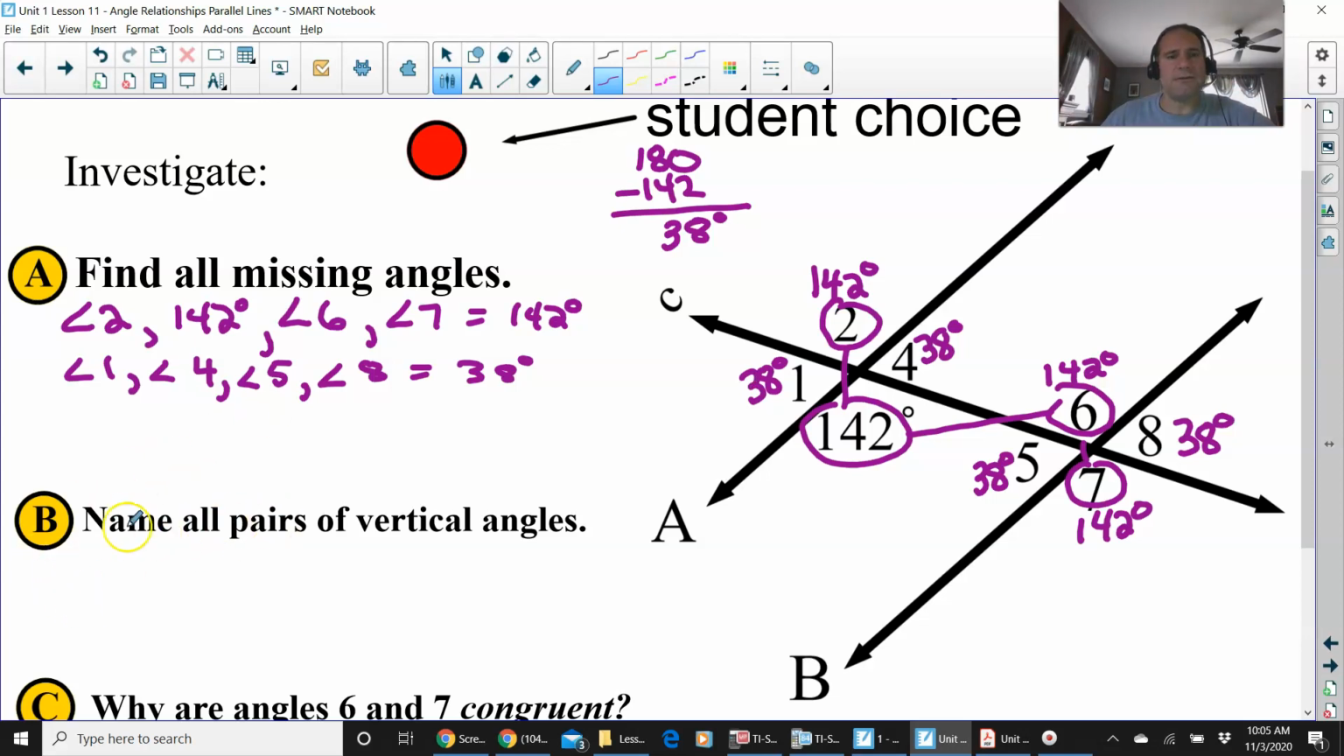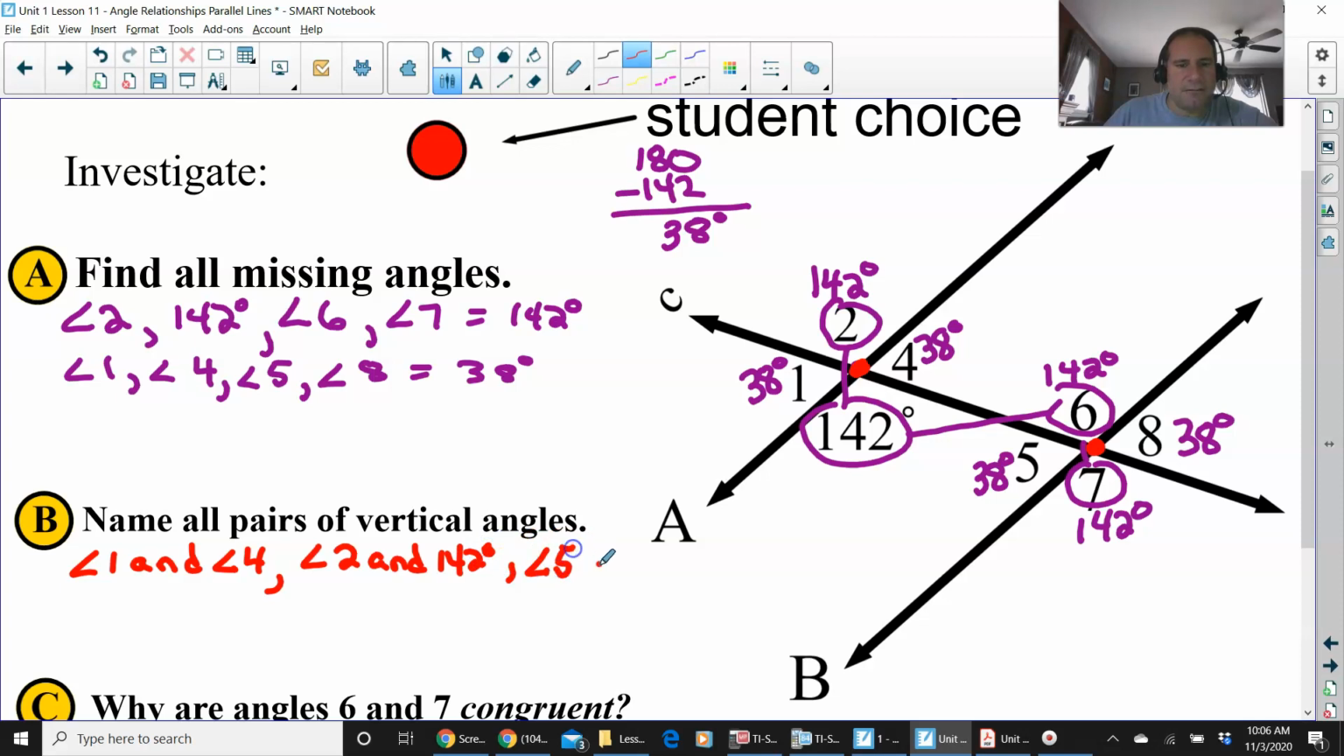Name all pairs of vertical angles. Hopefully you did this already. Remember, they meet at a vertex. Right there is the vertex. They meet at the vertex. They meet at the vertex. So if you said angle 1 and 4, please don't put a plus in the middle because that means add. Angle 2 and 142. Angle 5 and angle 8. And last two, 6 and 7.